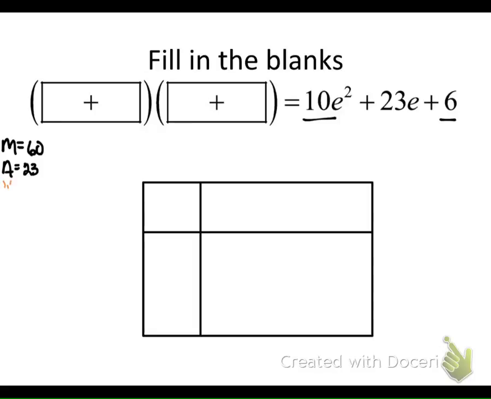Well, 1 and 60. Can I add those together to get 23? No. Oh, that's really small. You can't see that, can you? Okay, what about 2 and, what's the other one? 2 and 30. Does that equal 23? Okay, what about 3 times what? 3 times what gets me to 60?